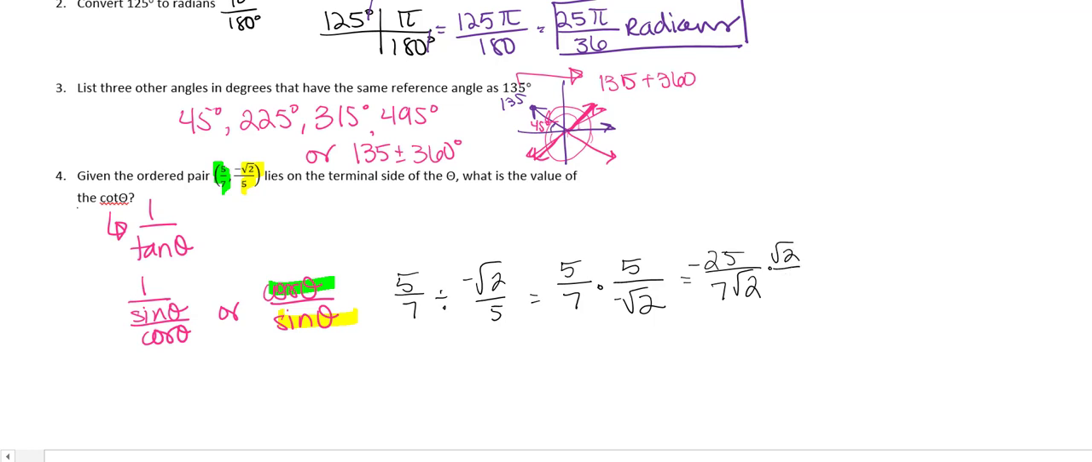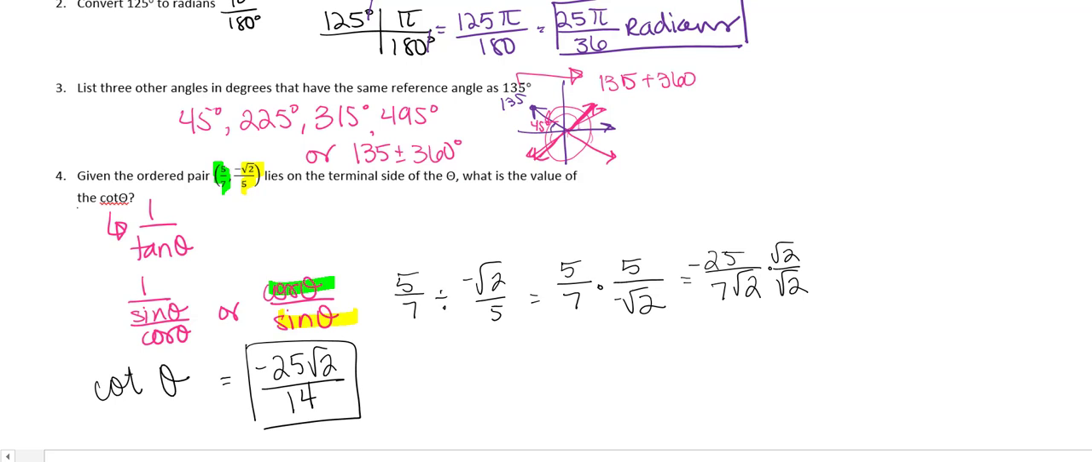Then rationalize that denominator by multiplying by root 2 over root 2. And I get negative 25 square roots of 2 over 14. Remember, it doesn't matter where the negative sign goes. The whole thing's technically negative. Box that. So I'm going to say cotangent of theta equals that. And we are good to go.